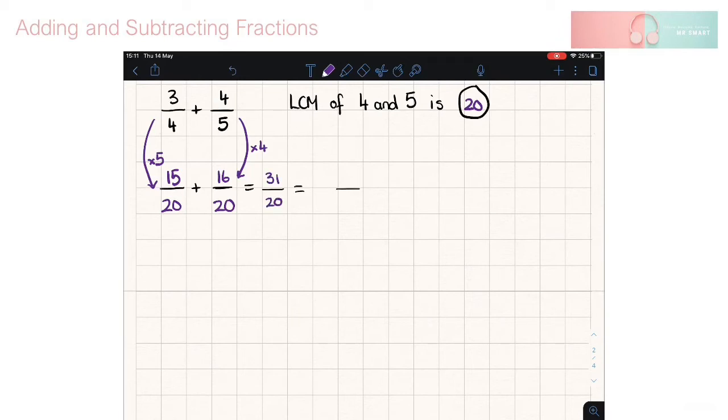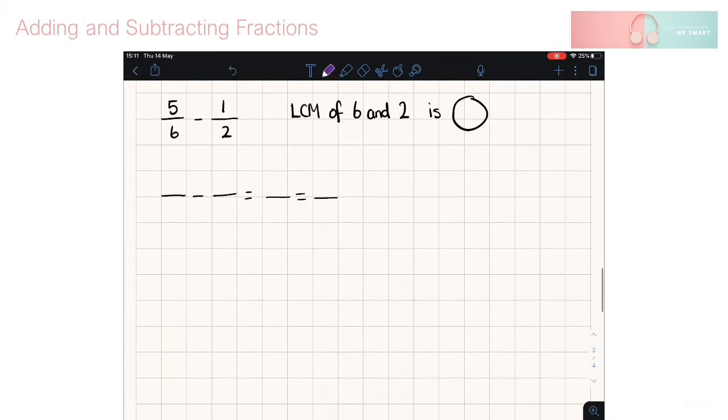Now this is a top-heavy or vulgar fraction, so we need to turn this into a mixed number. 20 goes into 31 once, and there is a remainder of 11. So to convert this into a mixed number, it turns into 1 and 11/20.